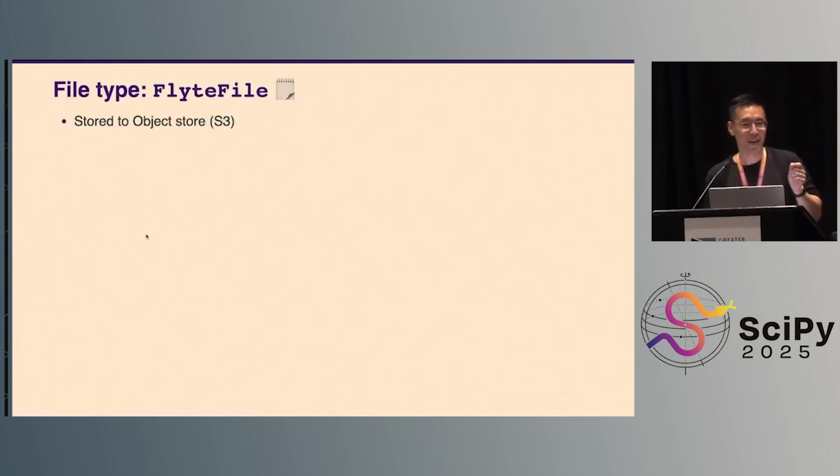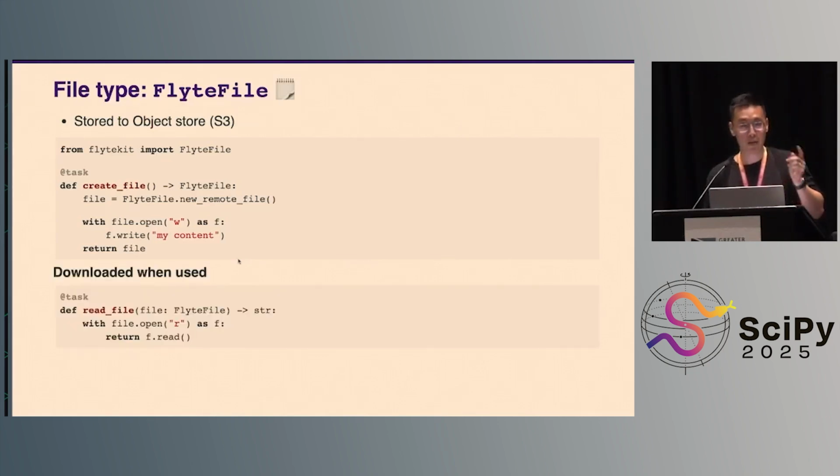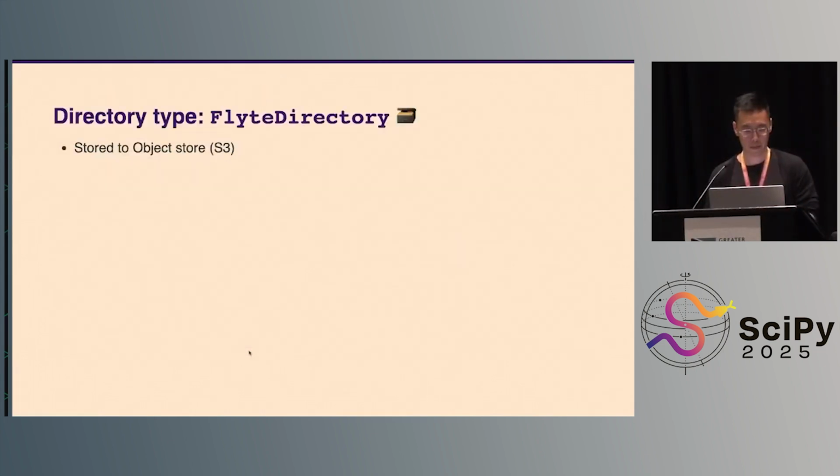Flyte files are files, just random binaries that you want to output in your tasks, stored in object store. There's an API for it. You just return the type, and then you can open the file and put stuff into it and return it. That gets serialized into object store. When you return it from a function, it gets stored in the object store. When you use it as an input, it doesn't download it right away, because it's stored like a reference. Only when you open it and use it does it get downloaded in the task.